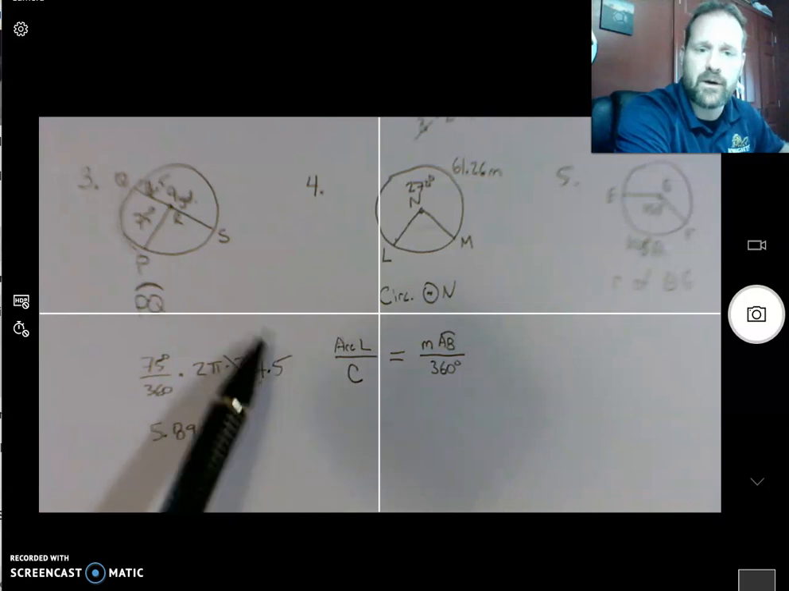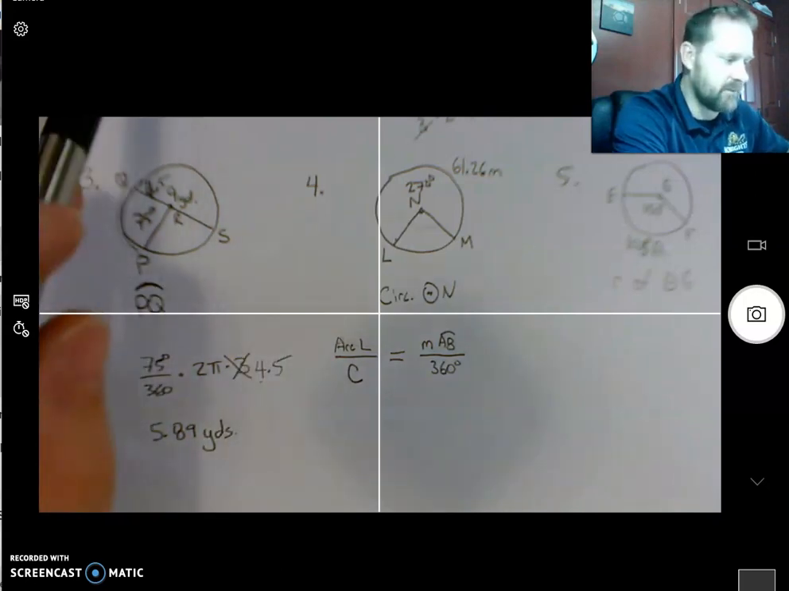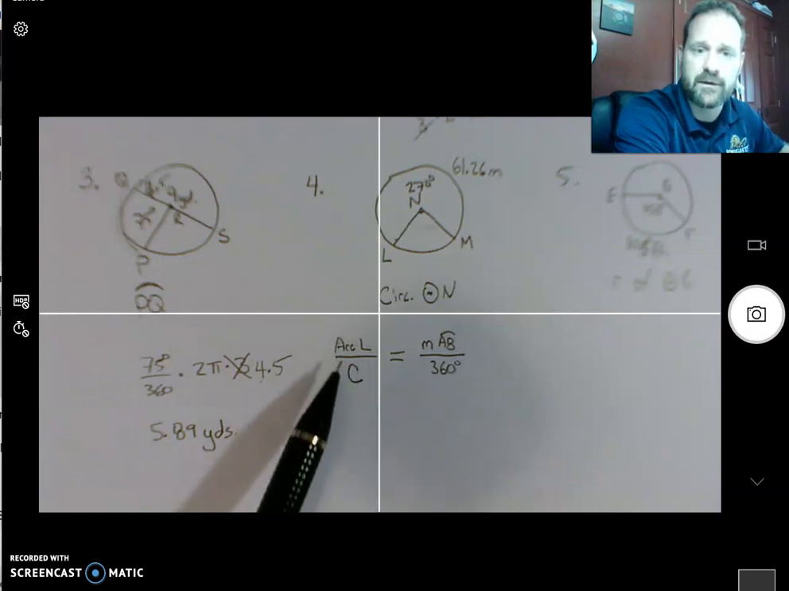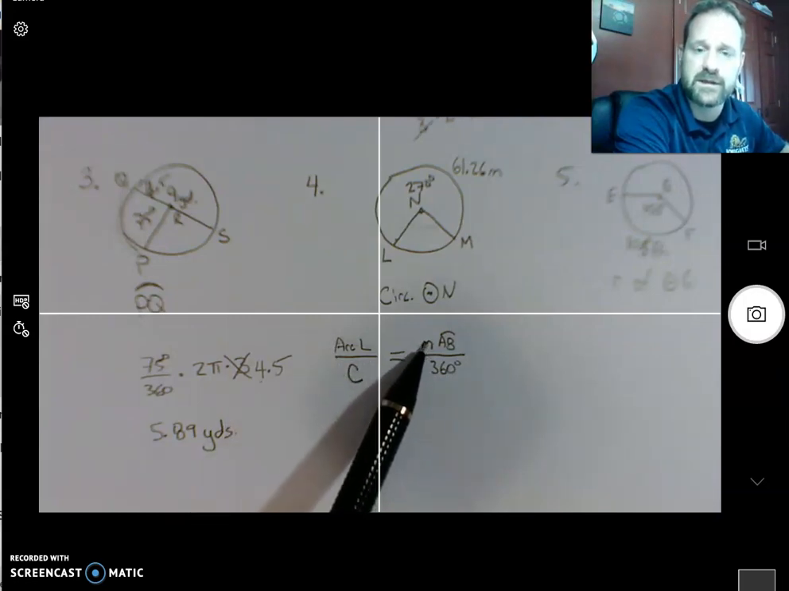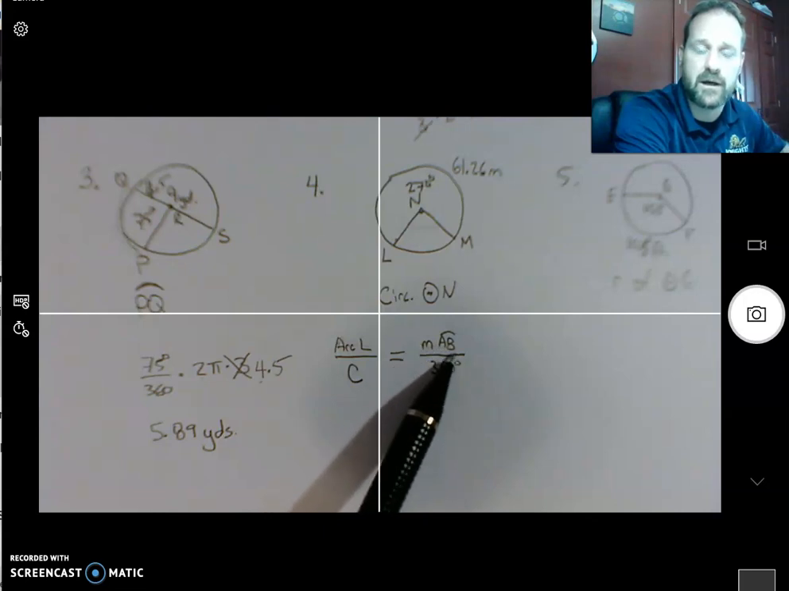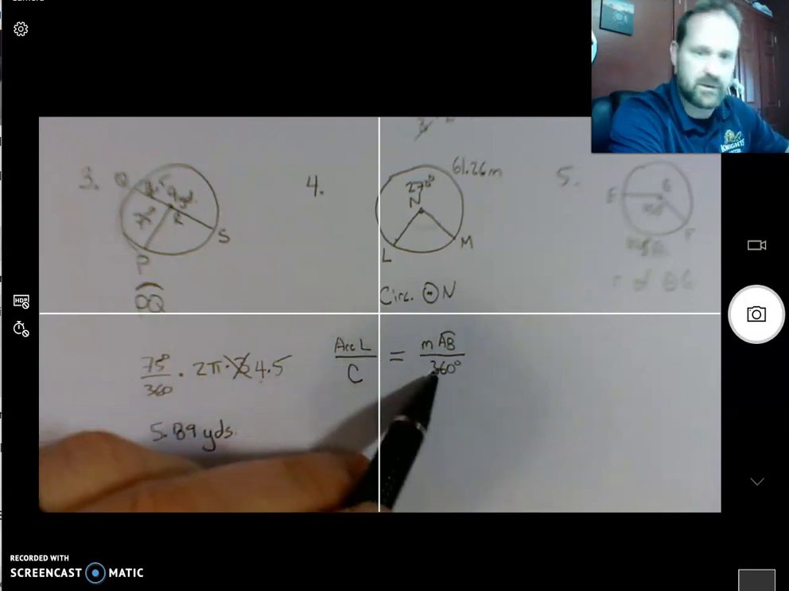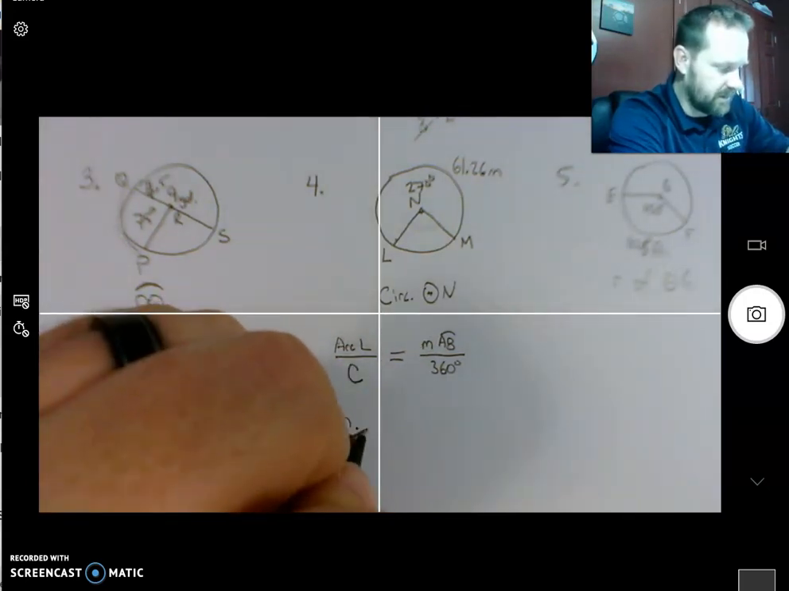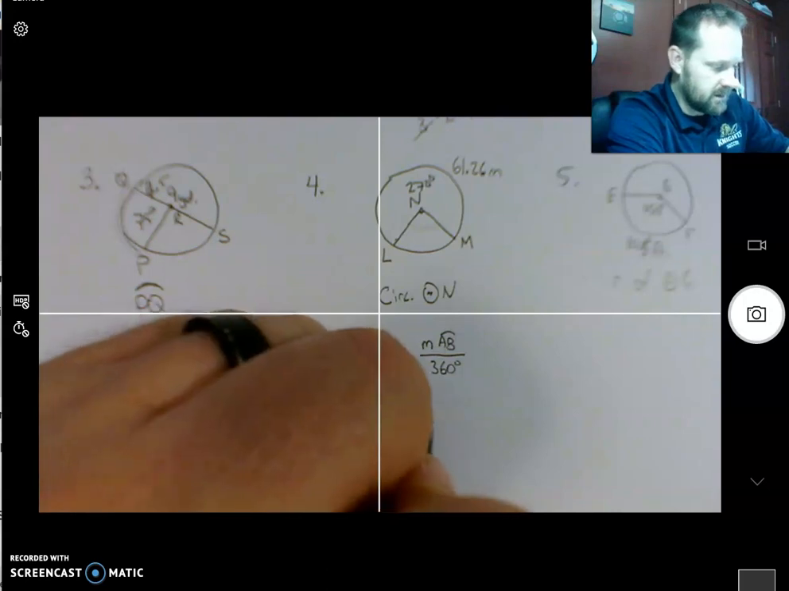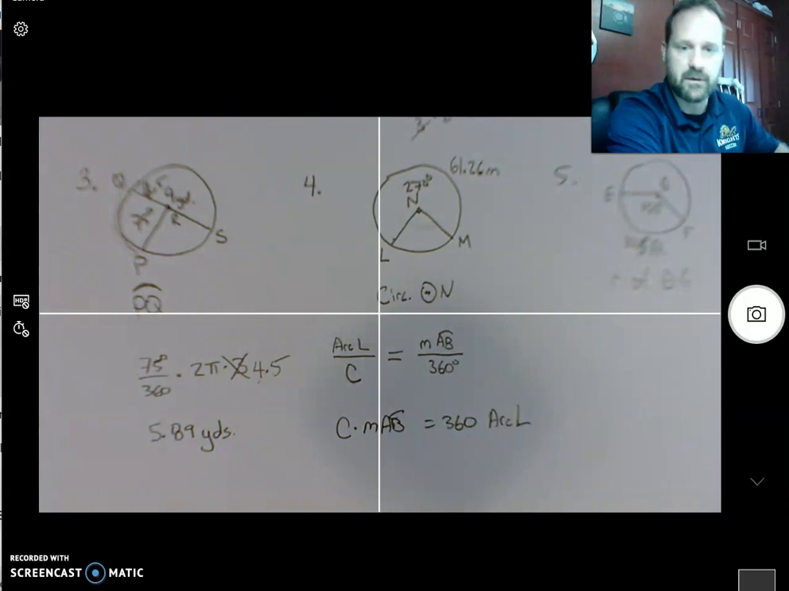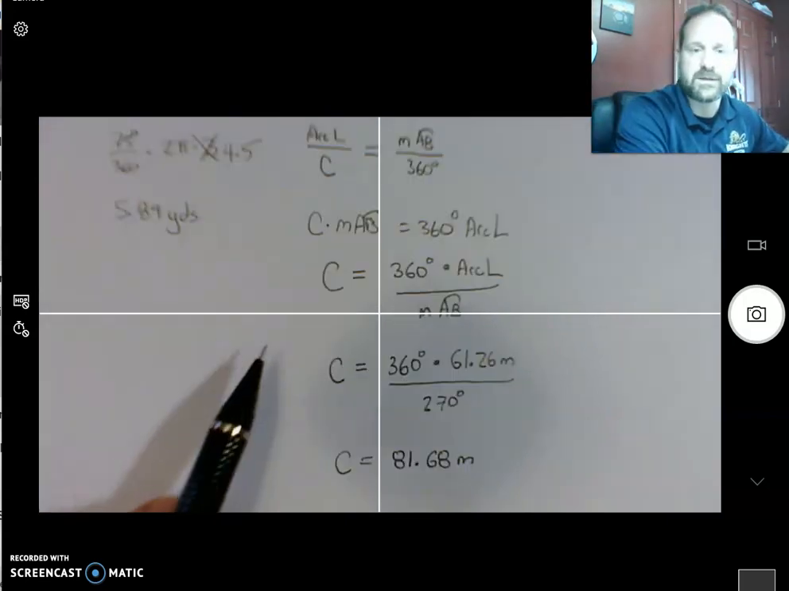Okay, so in the corollary, you also have this proportion. Up above, I gave you the formula for arc length that's in the corollary, but you also have this proportion. Arc length divided by circumference is the measurement of the arc AB divided by 360. This one's better because you can find C. C is 2 pi r. We want circumference, so I'm just going to do cross multiplication. C multiplied by measurement AB equals 360 multiplied by arc length.